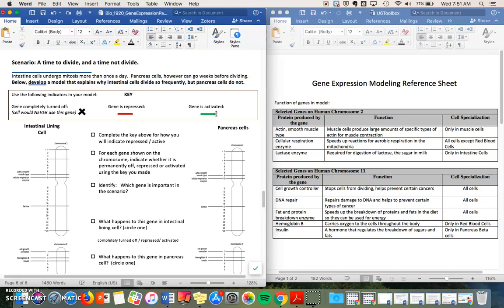Then I'm going to start to read my scenario, right? The intestine cells undergo mitosis more than once a day. Pancreas cells, however, can go weeks before dividing. So I want to develop a model to show the difference between intestinal cells and pancreas cells.